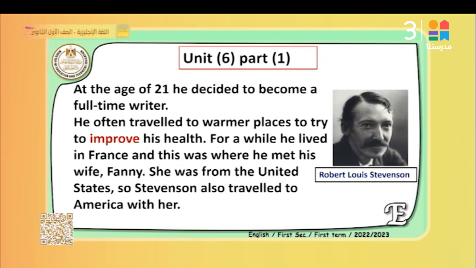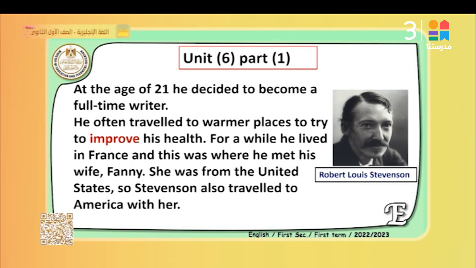He often traveled to warmer places. He traveled to warmer places because Scotland is very cold, to improve his health. What is to improve? To improve means to make it better, to make his health better. For a while means for a short time. For a while he lived in France, and this was where he met his wife, Fanny. She was from the United States, so Stevenson also traveled to America with her.